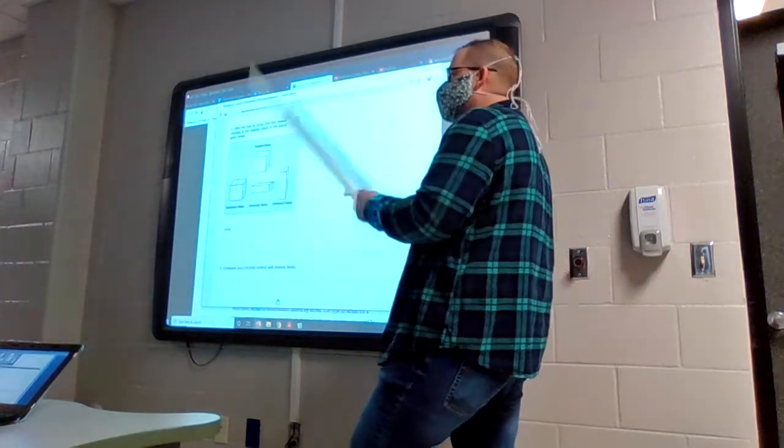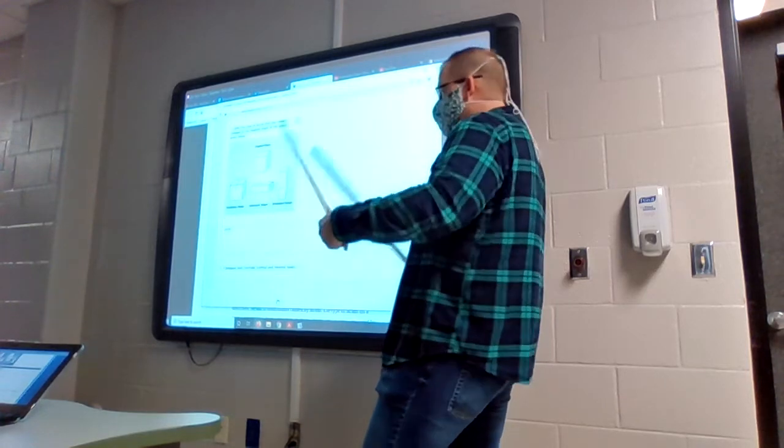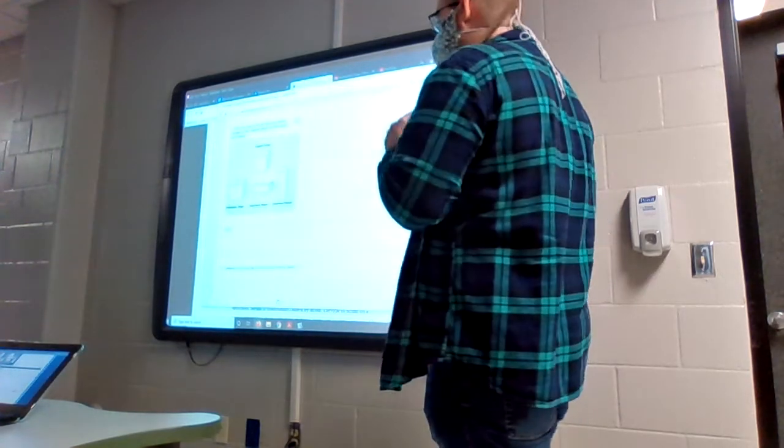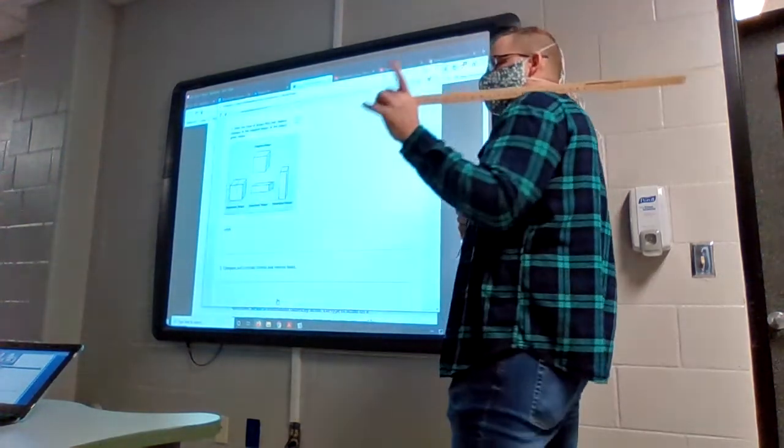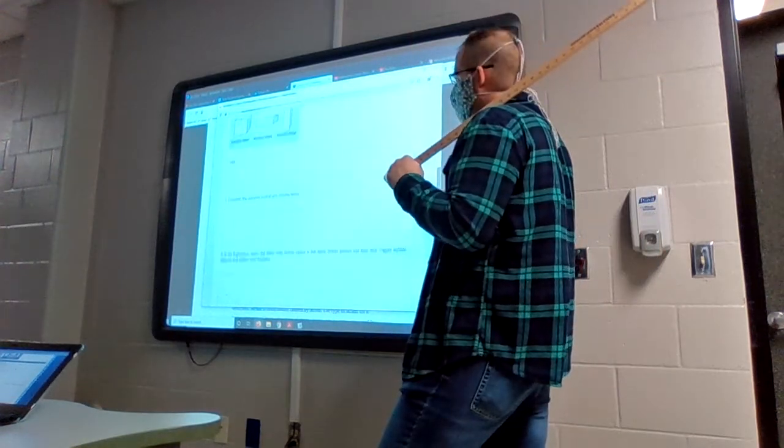So the middle shape was compression. The right shape was tension. And the left shape was shear stress. Shear.